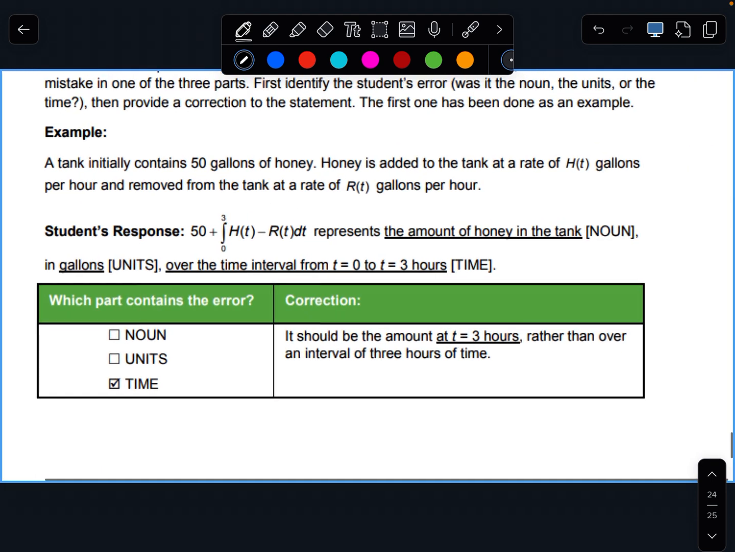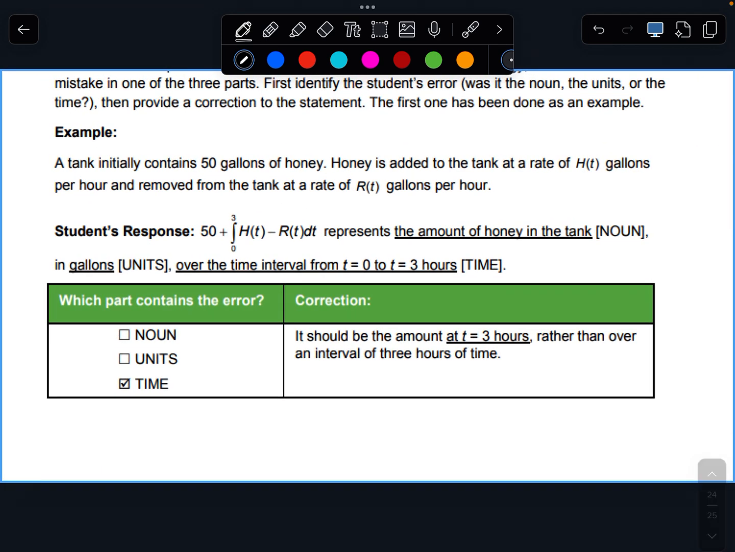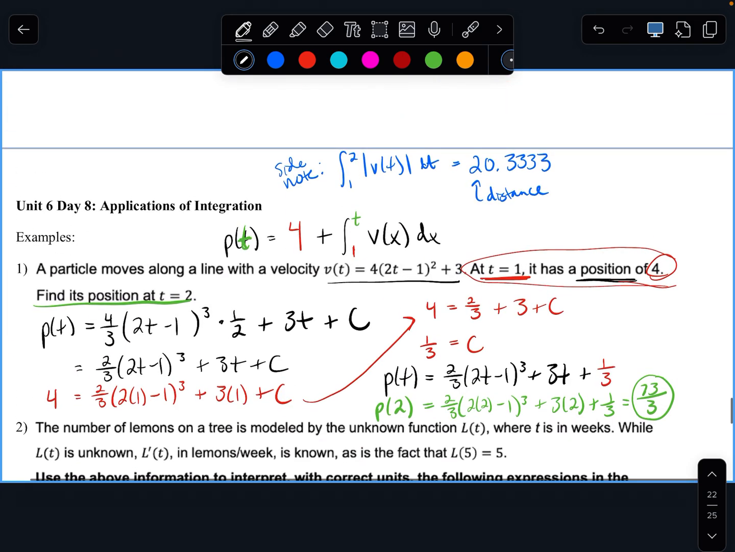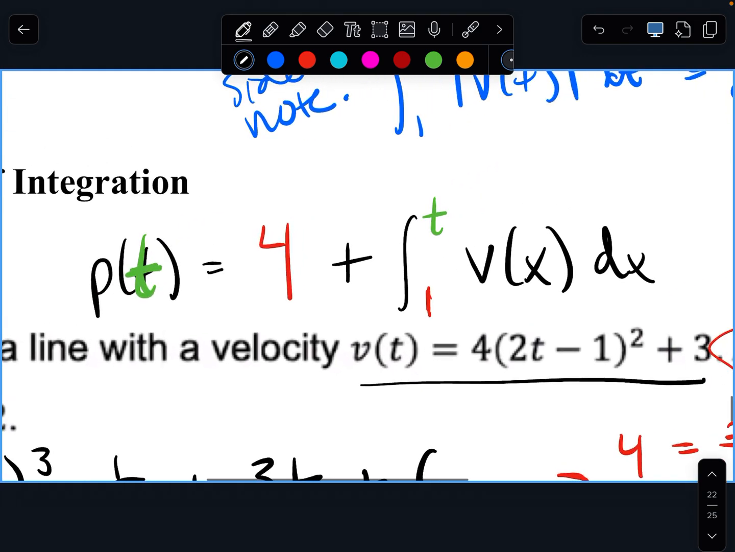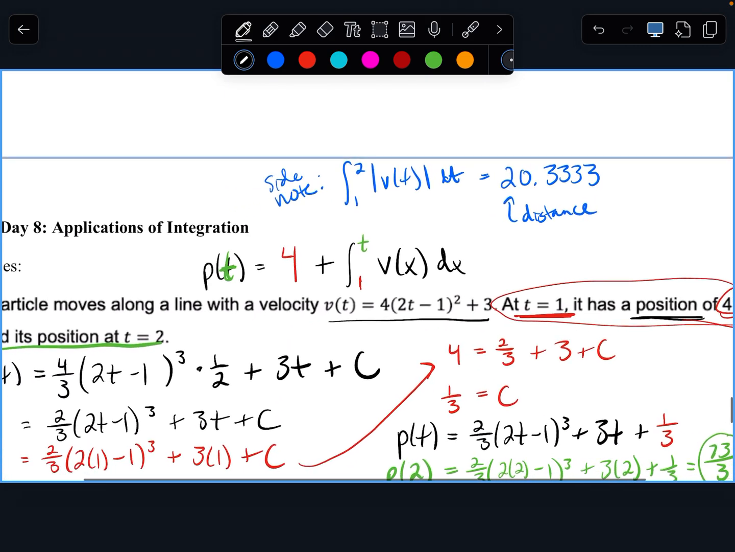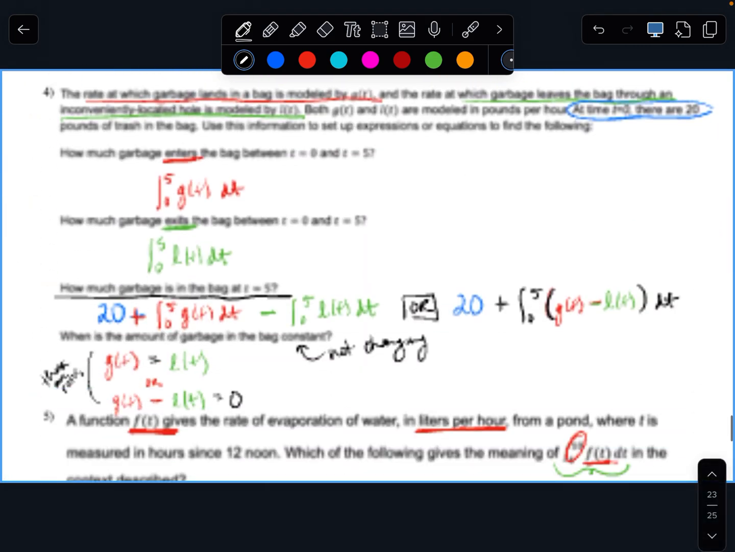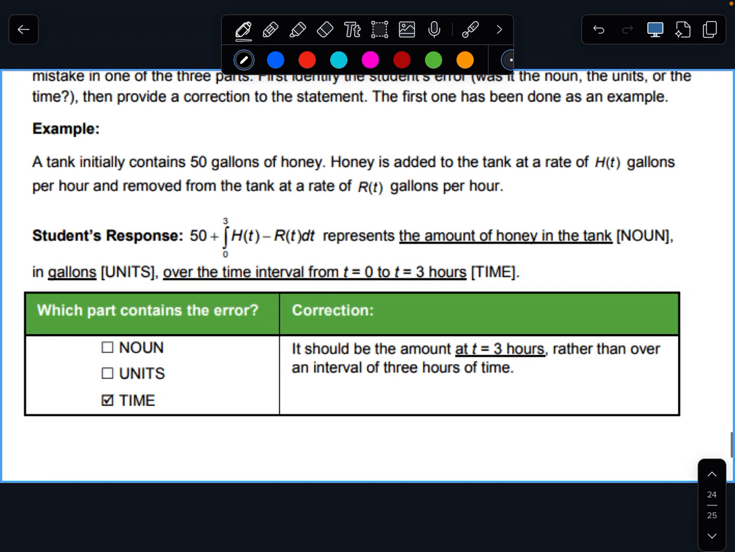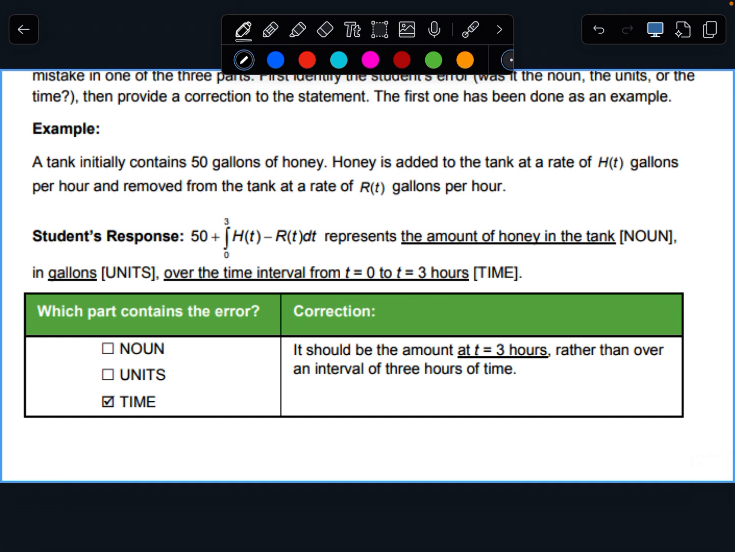Okay, so the explanation. I had to add this in because this explanation, and this integral, were the most wrong on the whole test. So you guys need that nut strategy. This is the acronym, but it's basically noun, units, time.